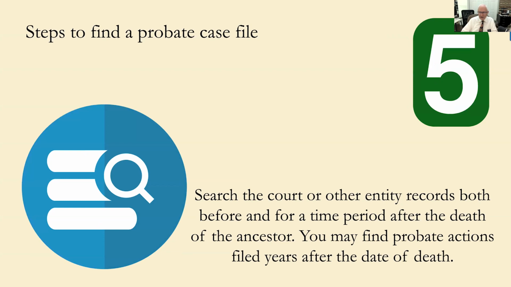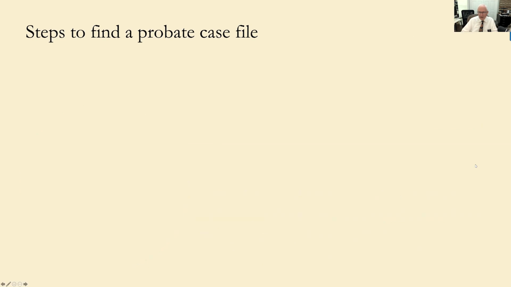Search the court or other entity records both before and during a time period after the death. You may find probate actions filed years after the date of death. I've already gone through that, just re-emphasizing that point, that you don't assume, oh, I looked in the courts and probate at the time of death. I've had this discussion many times. And I said, well, how long after the death did you look? Well, am I supposed to look after the time of death? I thought the probate, no. Probate could have been filed years after the person died. You may have to keep looking for a long period of time to be reasonably sure that there's no probate action.